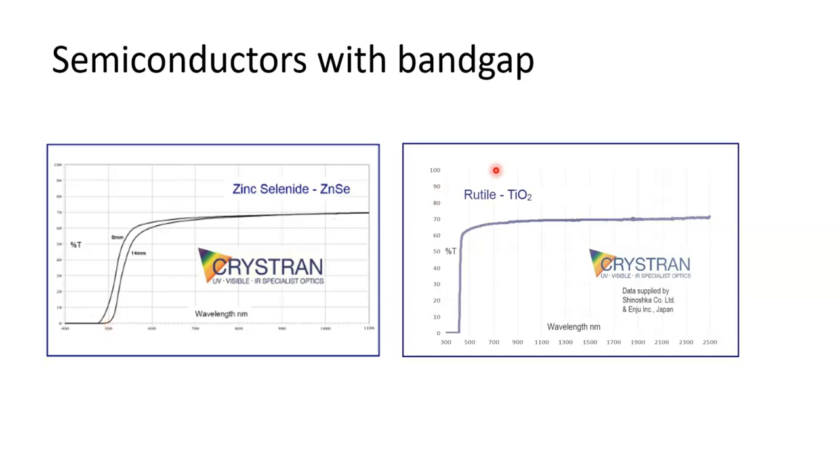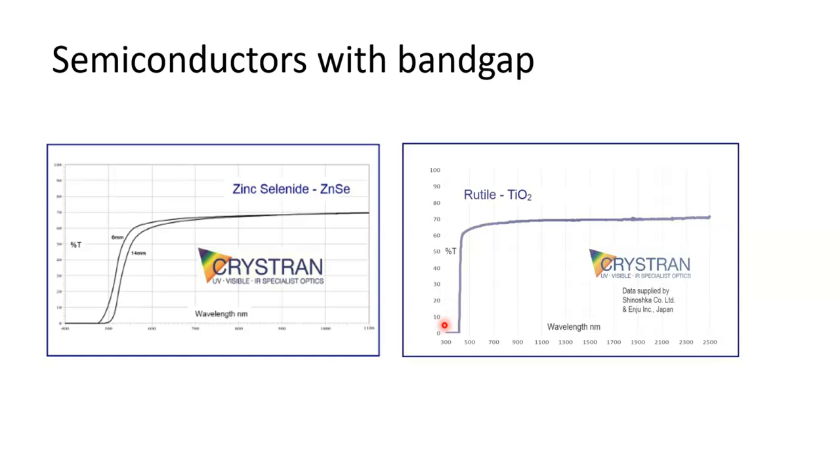Secondly, we have titanium dioxide, whose crystal structure in this case is rutile. It has a bandgap at very short wavelength of around 350 nanometers. Loss is very small at visible wavelength range, and light is absorbed at ultraviolet wavelengths.